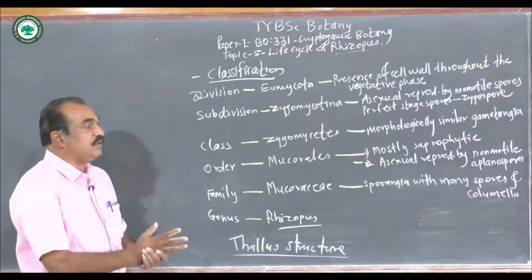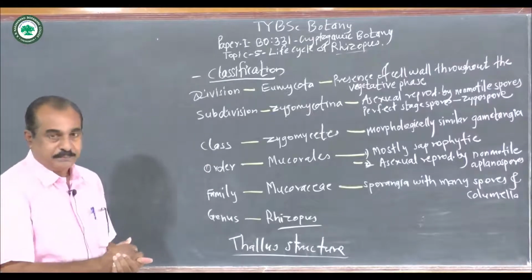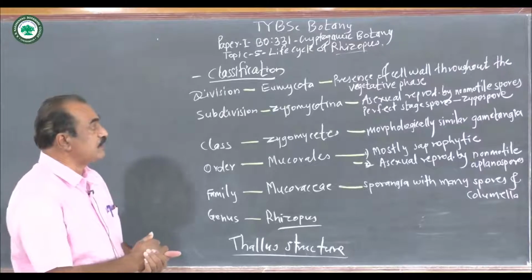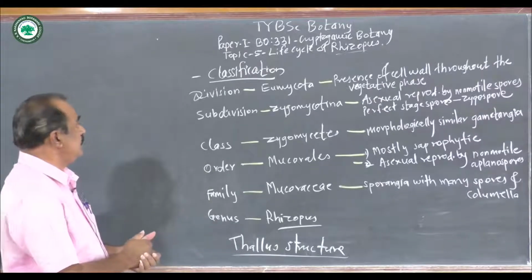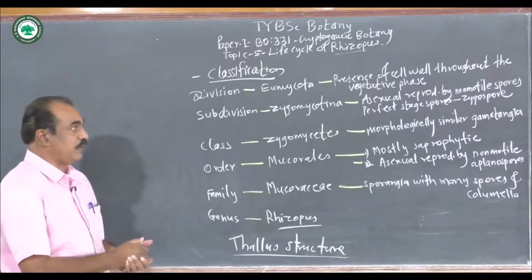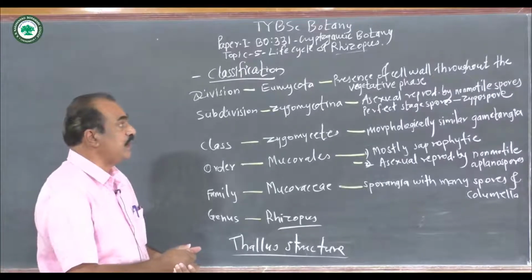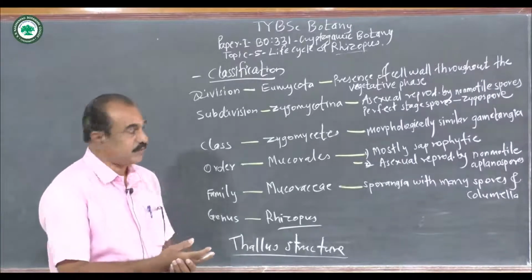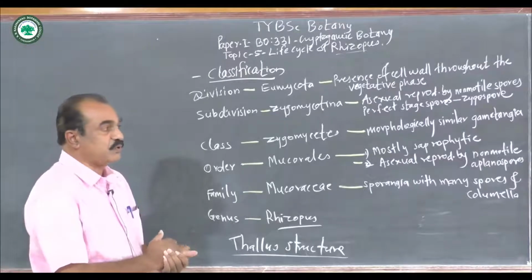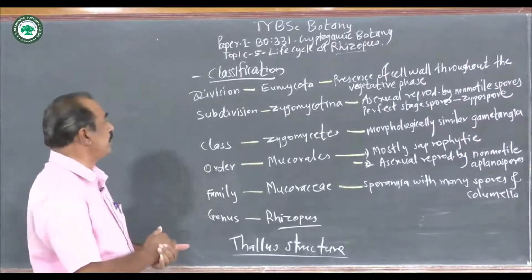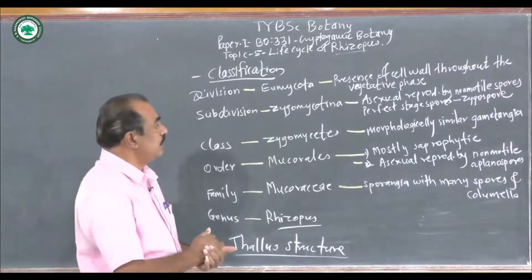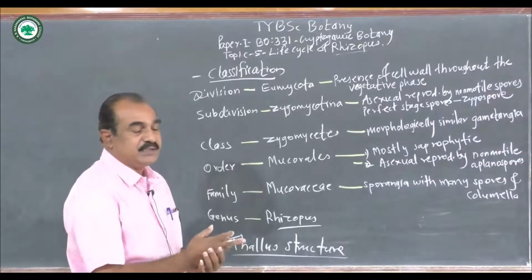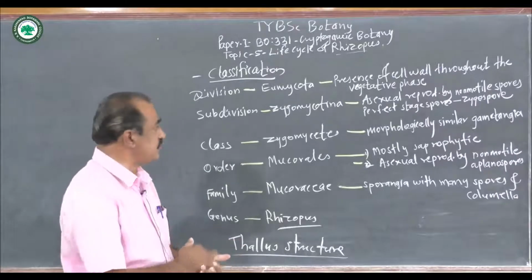In the classification, the division is Eumycota, and the reason is the presence of a cell wall throughout the vegetative phase. Subdivision Zygomycotina: asexual reproduction by non-motile spores, and the perfect stage spores are the zygospores. That is the class Zygomycetes. Morphologically similar gametangia are found in the Rhizopus.